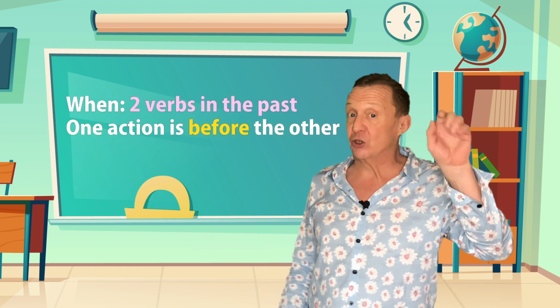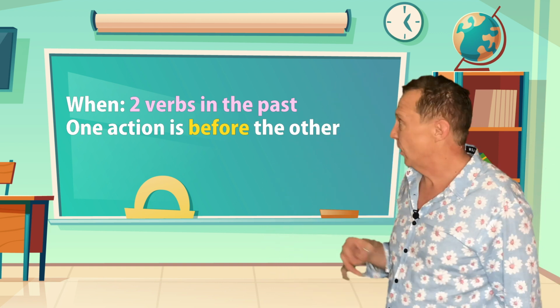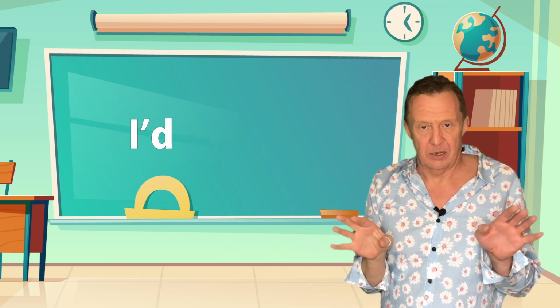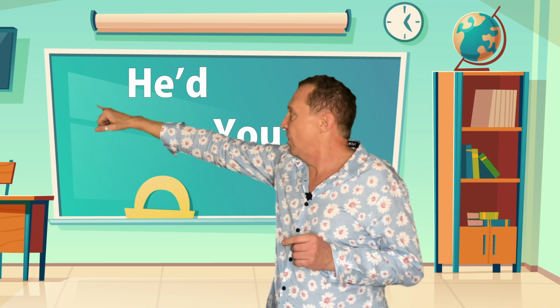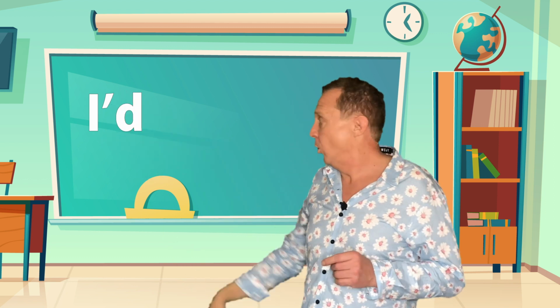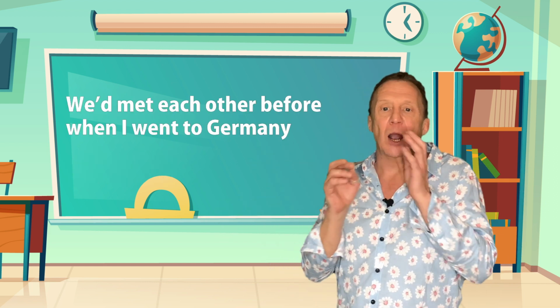So the action of cooking was finished before she came home. That's how we use the past perfect. When there are two verbs in the past, one action is before the other. Now don't forget, I had, contraction becomes I'd, you'd, he'd, she'd, we'd. So that D, we have I apostrophe D, we apostrophe D. We'd met each other before when I went to Germany.